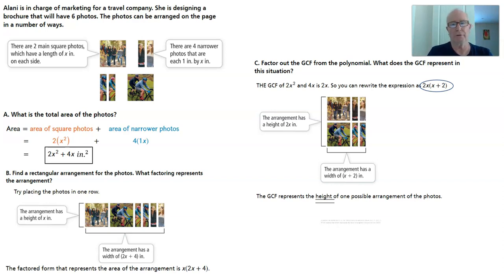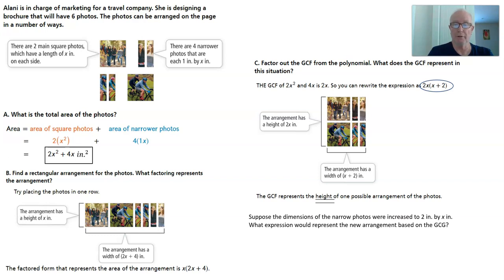Okay, here's something for you to try. Suppose that the dimensions of the narrow photos were increased so that instead of being 1 inch, now they're 2 inches by x inches. If that's the case, what's the expression that represents the new arrangement based on the greatest common factor? So figure that out, pause the presentation, and then resume what you have.